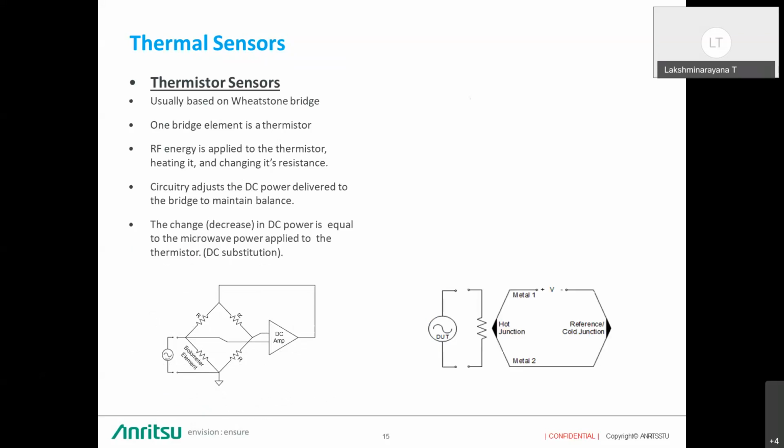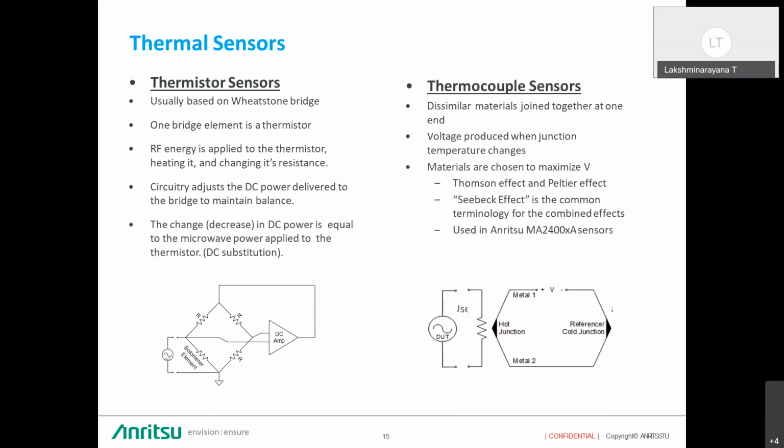And next is the thermocouple sensor, where two dissimilar metals are joined together at one point. That is, two junctions are joined at one point where the temperature changes when voltage is applied to the junctions. Depending on the temperature change, we get the value of the voltage applied. This technology is used in our Anritsu MA2830A series sensors also.